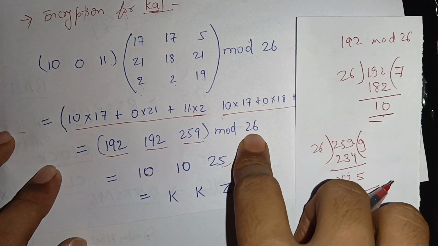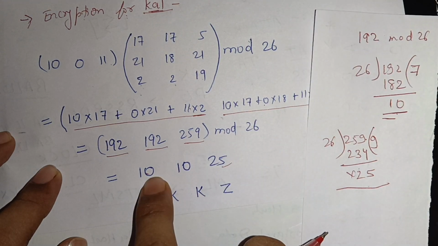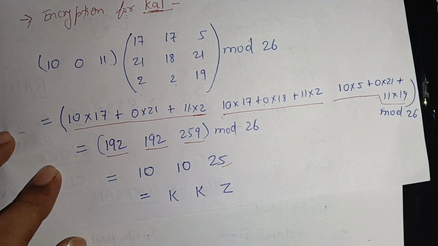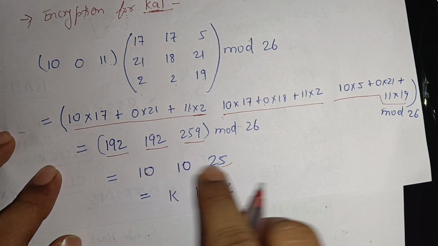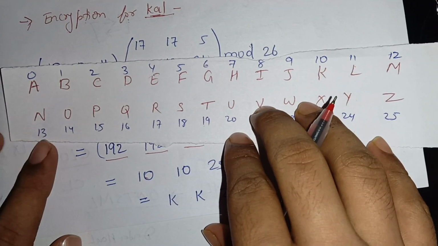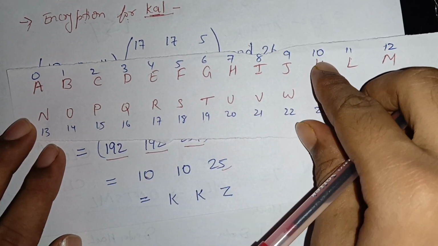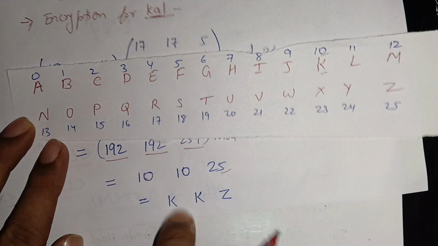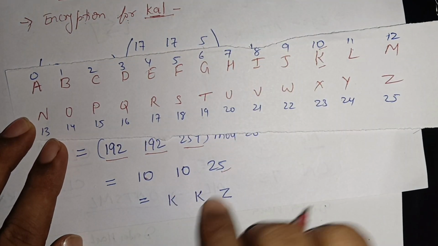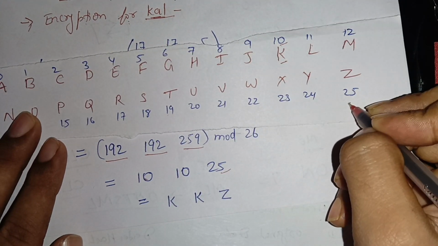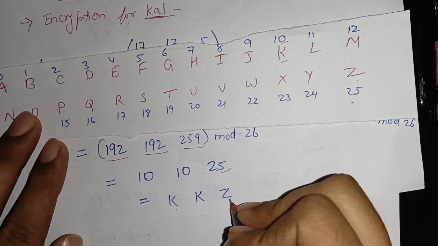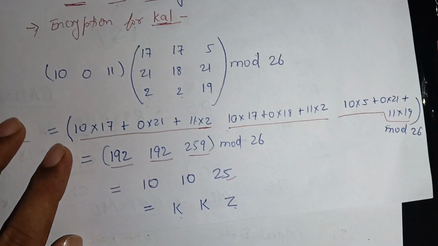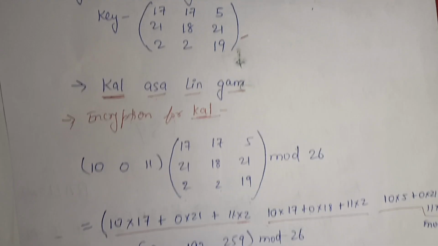When we are doing mod operation by 26, we'll get the values as 10, 10, 25. After that, we need to check in what letter these values are coming. For 10, what is the value? K. So we need to write K here. Again for 10, K will be written. And for 25, what is the value? Z. So K, K, Z will be the value for this KAL operation.